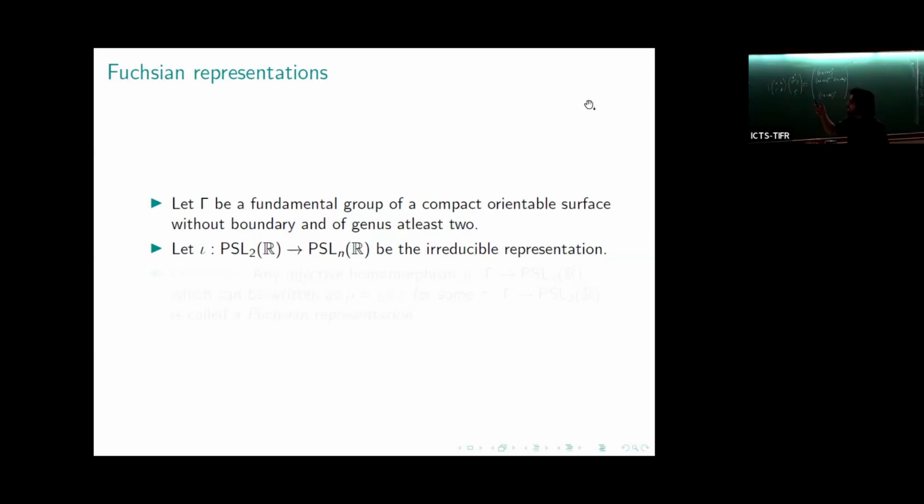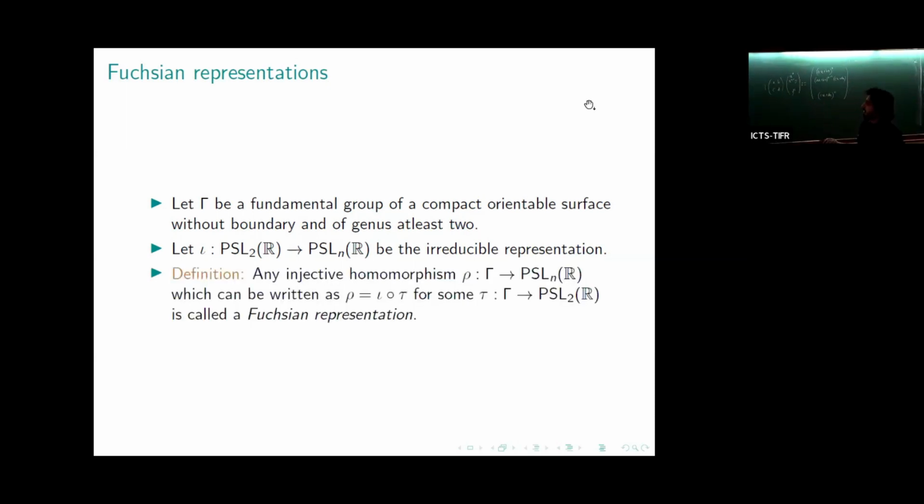And then you define any injective homomorphism from gamma inside PSLNR, which can be factored through this irreducible representation and a representation inside PSL2R. It's called a Fuchsian representation.